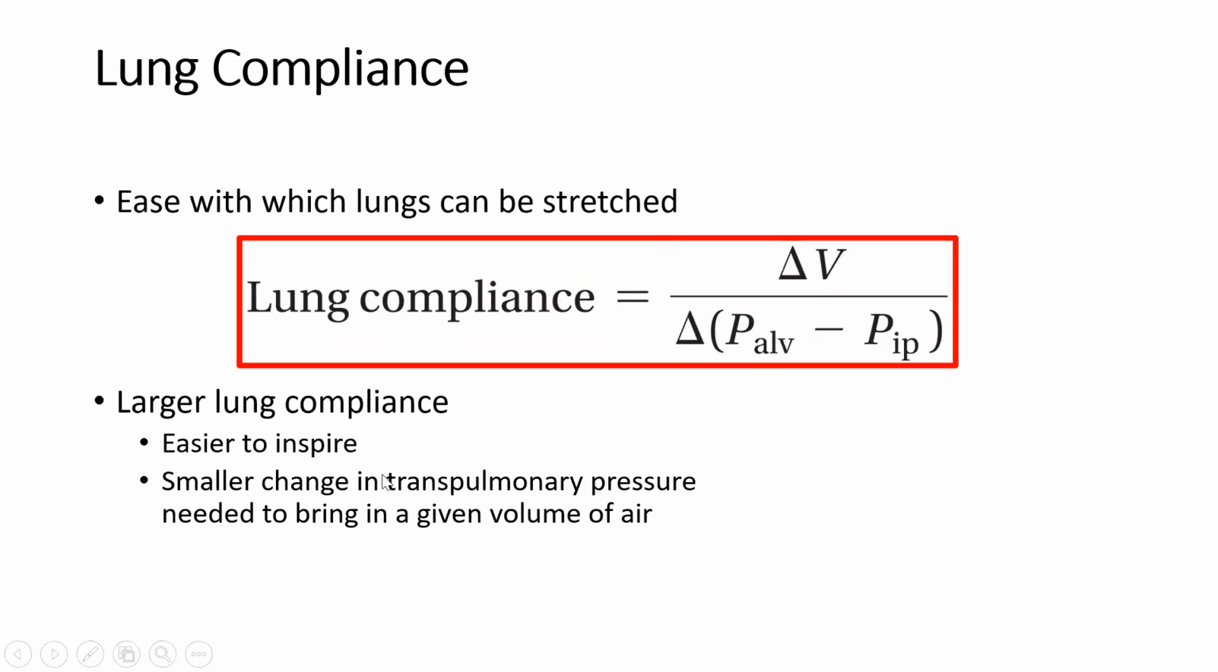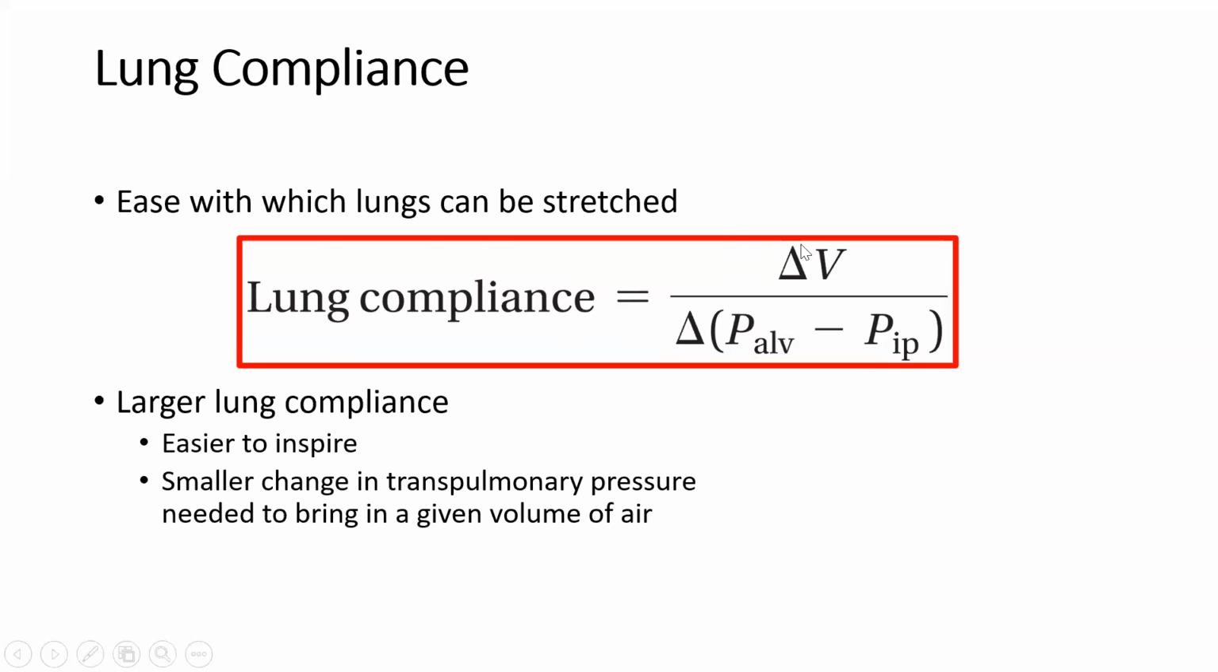And so a larger compliance, right, which is ideally what we want to see in the lungs, means that it's easier to inspire, and we need a smaller change in transpulmonary pressure to bring the same volume of air in. And another way to say that is thinking about this equation, right? The change in transpulmonary pressure is inversely related to lung compliance. I can bring more air in more easily with a smaller change in transpulmonary pressure, and that means my lung is more compliant, okay?